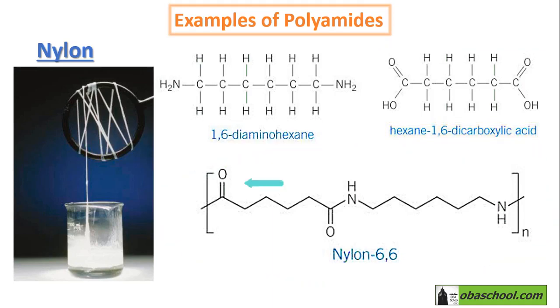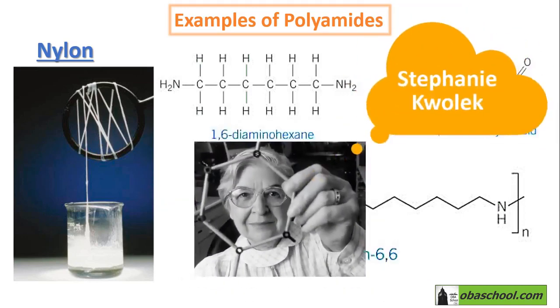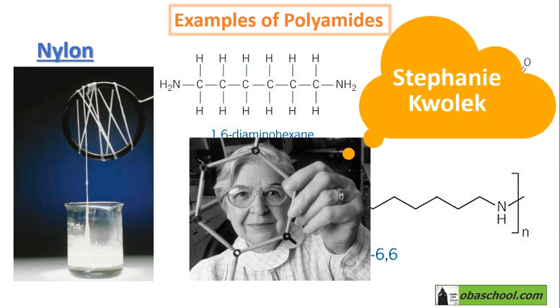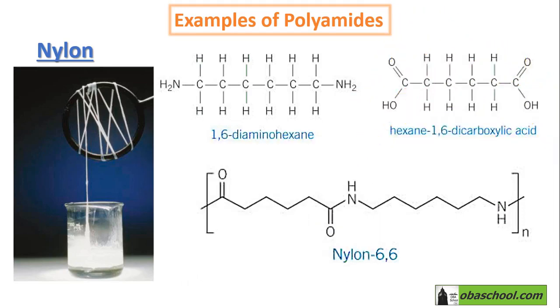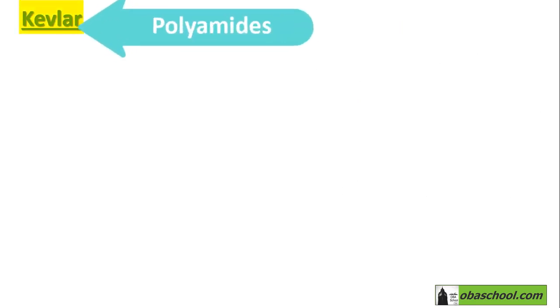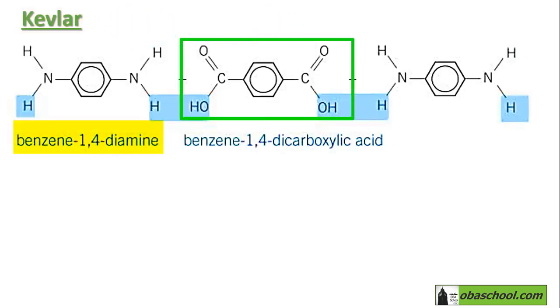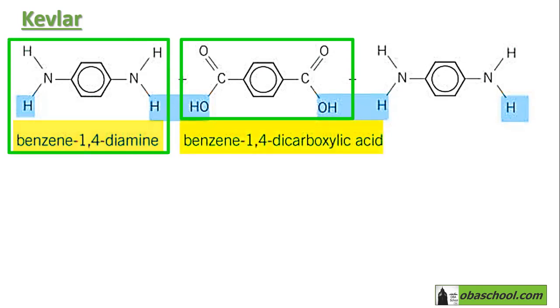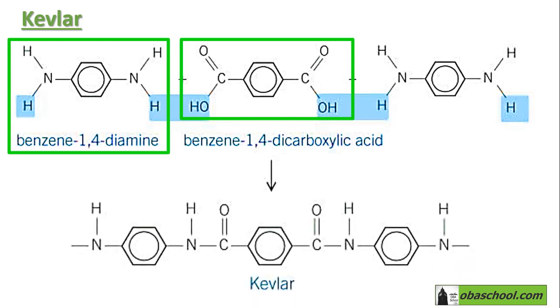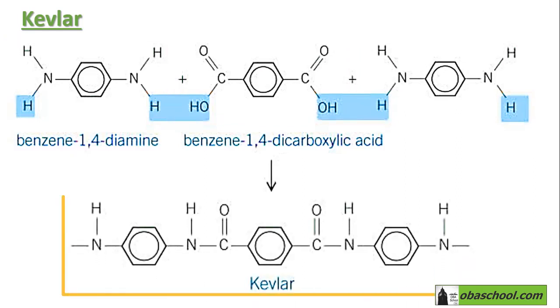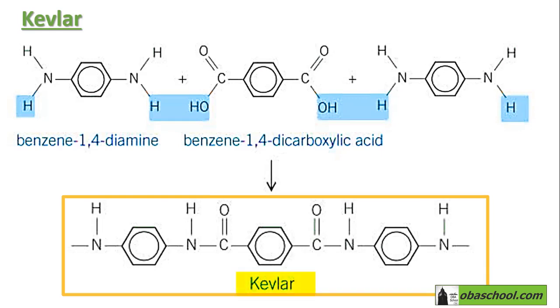This picture that you see here shows the demonstration that was performed first by Stephanie Kwolek, who developed later what we call the substance Kevlar. Kevlar here is another example of polyamides. Kevlar is made of benzene 1,4-diamine along with benzene 1,4-dicarboxylic acid. When these two monomers react together, they will give us this formula, which is the substance that we call Kevlar. Kevlar has different properties than nylon.